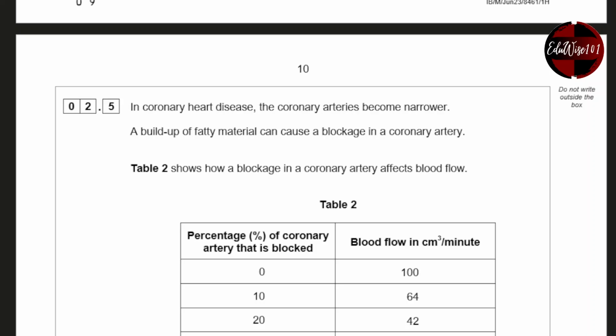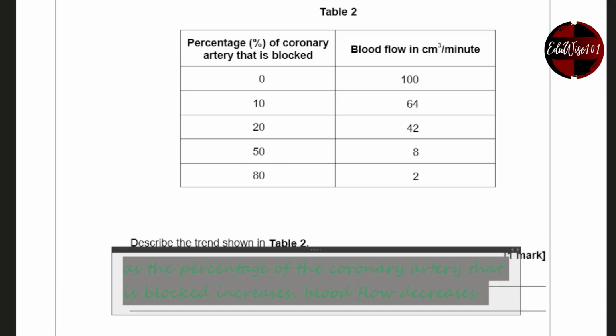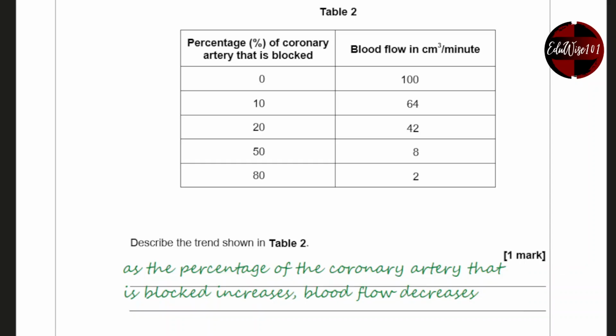A buildup of fatty material can cause a blockage in the coronary artery. Table 2 shows how a blockage in a coronary artery affects blood flow. So percentage of coronary artery that is blocked, as the percentage increases, blood flow decreases, isn't it? So the numbers are inverse. So describe the trend. As the percentage of the coronary artery that is blocked increases, blood flow decreases.